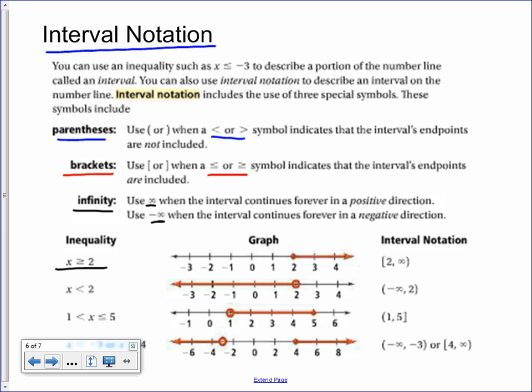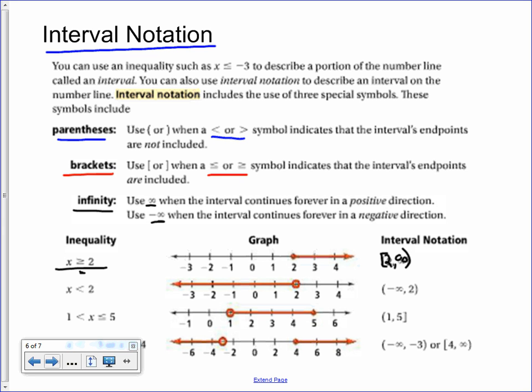And then on the right-hand side, since I have a closed circle at positive 2, or since I have the equal to over here, I know that I'm going to use a bracket. So I've got a bracket, then the 2, which means on the left-hand side I've got 2, and it's going to go on forever to infinity in the positive direction. The reason I use a parenthesis with the infinity is because you will never actually get to infinity. It's just an idea. You never get there.